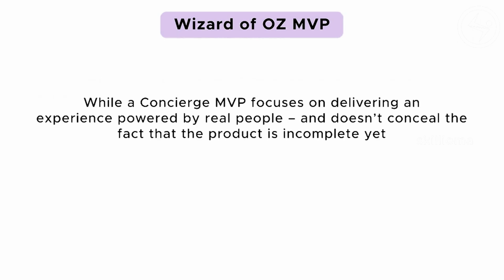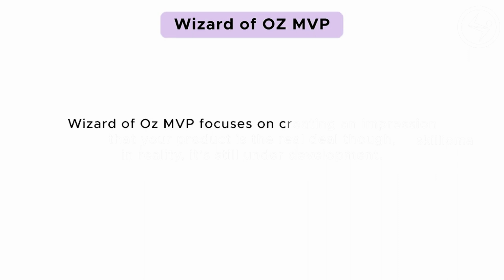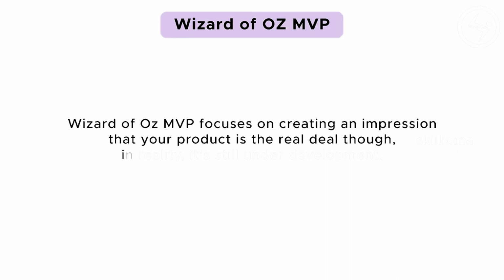The last and the third type of MVP from this video is Wizard of Oz MVP. While a concierge MVP focuses on delivering an experience powered by real people and does not conceal the fact that the product is incomplete yet, a Wizard of Oz MVP focuses on creating an impression that your product is the real deal, though in reality it's still under development.